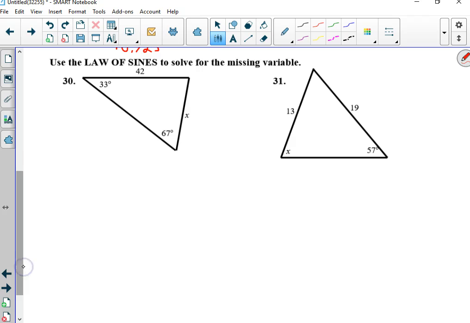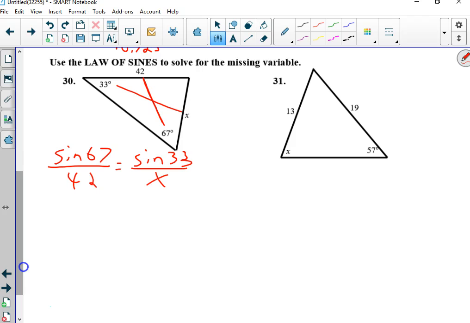Remember, you can pause any time, you can go back, fast forward, wherever you need to look. Use the law of sines. Well, I need to find my magic fraction. There it is. I have an angle opposite the side. That is my magic fraction, or my reference fraction. So I do sine of 67 over 42, because those are the two things I know. Now notice where my x is, opposite 33. So I put sine on top again, and I put the x on the bottom. Now, what am I trying to find?